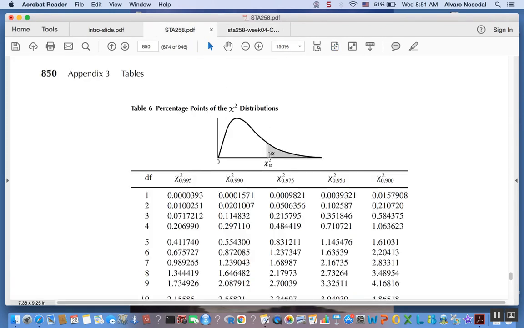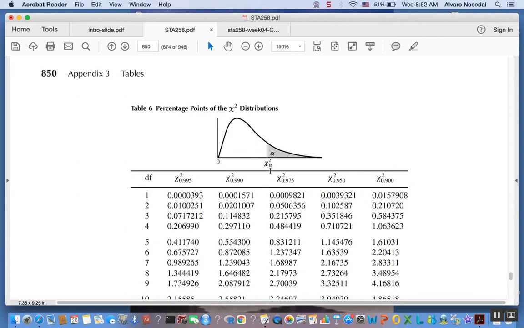So we're going to be using table 6 from our textbook. You'll find it on page 850 of our textbook. Note that that alpha that we have here refers to the area of the right tail, meaning the area to the right of the quantile, not to the left, okay?